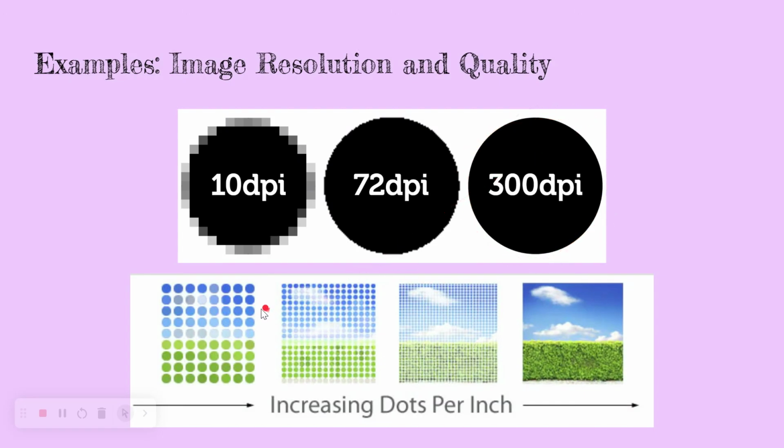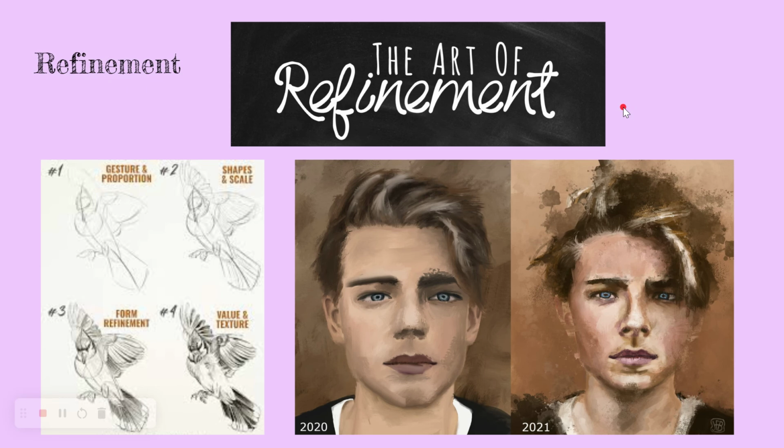And same thing down here, right? You could kind of get a vague idea that this is maybe sky and grass, and certainly once you get to here, and definitely here. But the best image is going to be once you increase those dots per inch. And again, that's with higher image resolution.